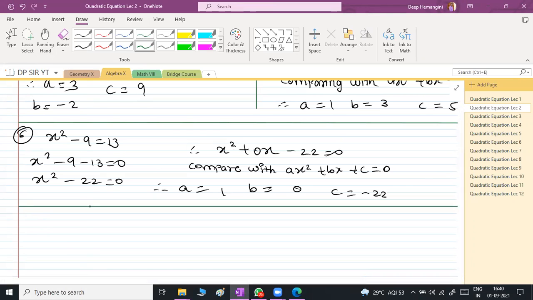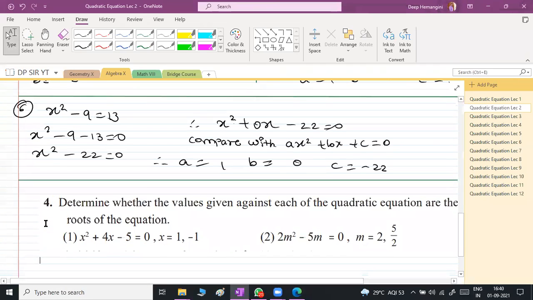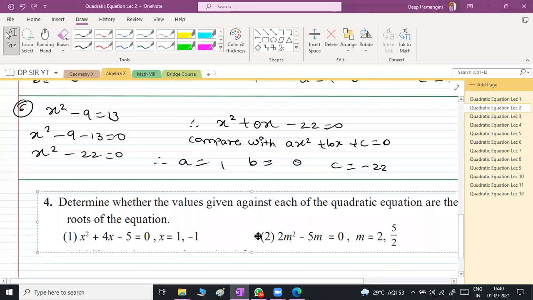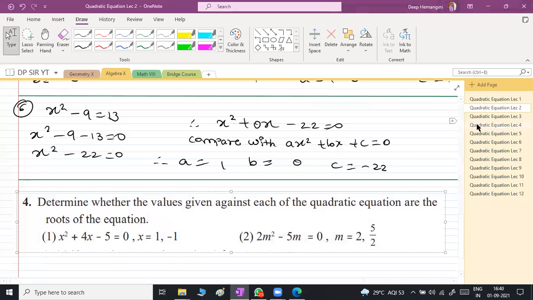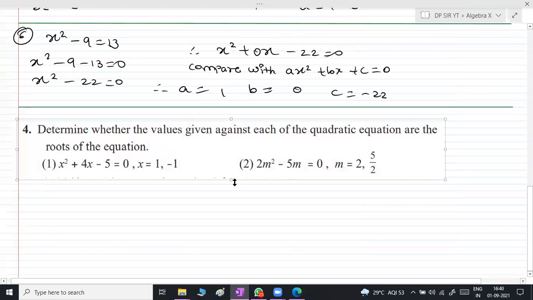Anyways, I have decided 12 lectures, but I think it would exceed up to 15. I don't know. So let's hope for the best and try to complete as soon as possible, ASAP. Okay, let's go ahead with the main question number 4, and let's try to record that particular session.